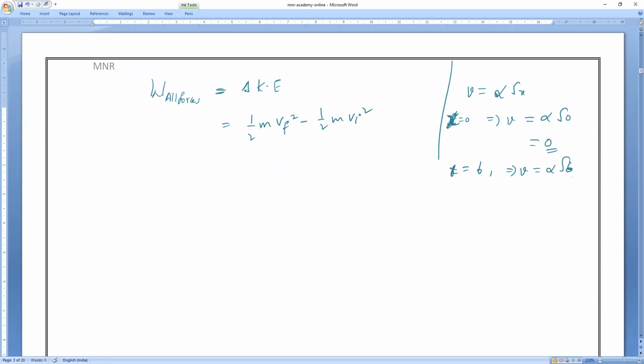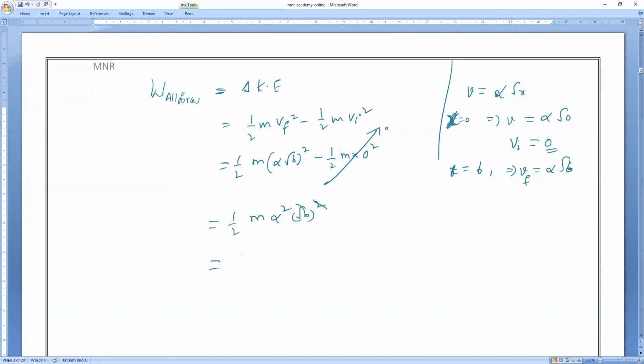So what will happen, everybody? This is the final velocity and this is the initial velocity. You can substitute half into m into final velocity. Final velocity is what? Alpha root b whole squared, minus half into m into the initial velocity, which is 0. So that whole term will go off. So it is half into m into alpha squared root b whole squared. Square and root will get cancelled.